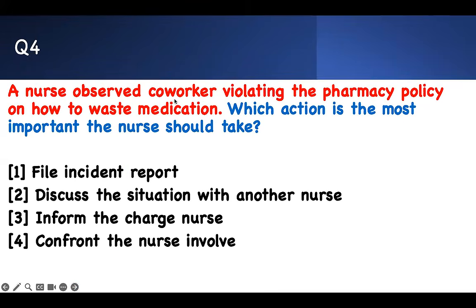And a nurse observed a co-worker violating the pharmacy policy on how to waste the medication. Which action is the most important for the nurse to take? Your co-worker is violating the hospital policy of how to waste medication.